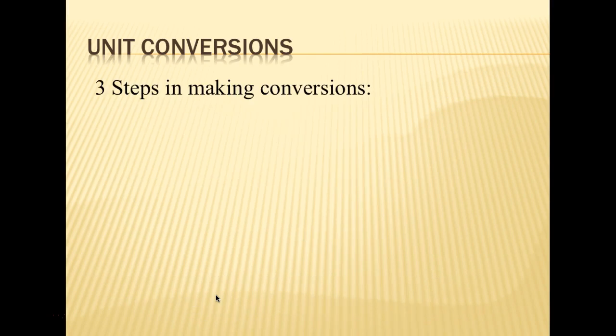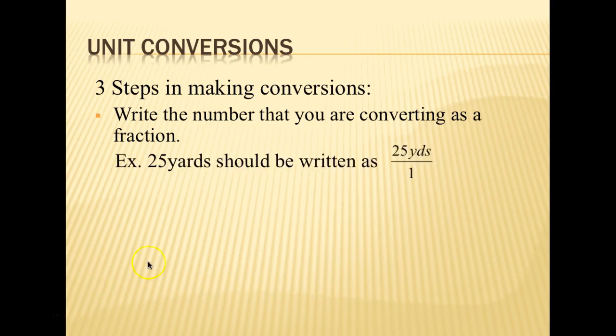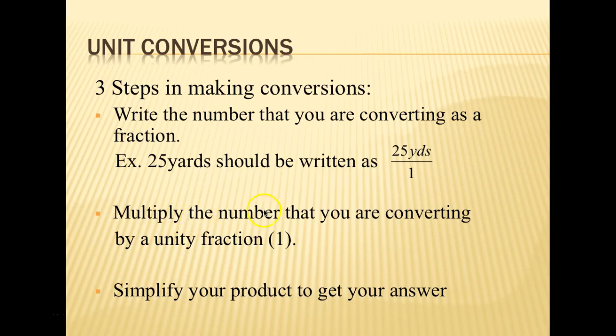All right, 3 steps in making conversions. The first step is always write down the number that you're converting into a fraction, and make sure you write that fraction over 1. And we'll give you examples in a second. So, for example, if I have 25 yards and I'm going to convert that to something, I'm going to write this as 25 yards over 1. So I'm going to write this as a fraction. Next, multiply the number that you're converting by the unit fraction. And lastly, simplify your product to get your answer.